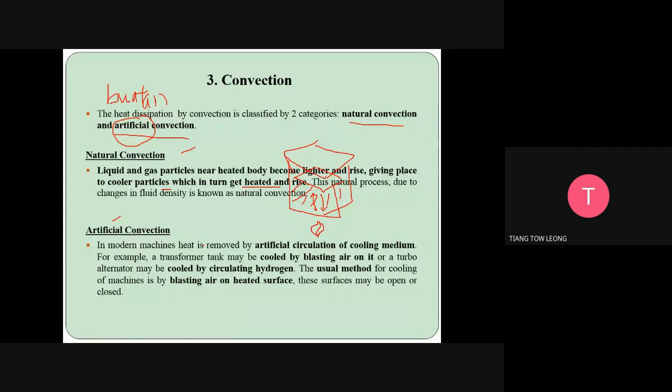Artificial convection, heat is removed by artificial circulation of a cooling medium, which means we give something, push it. For example, a motor, a pump. A transformer tank may be cooled by a blast of air on it. A turbo alternator is cooled by circulating hydrogen. The usual method for cooling a machine is by blasting air on a heated surface. Oh, sorry, not pump. It's like we put a fan here, then we blow it. This is how we call artificial convection.